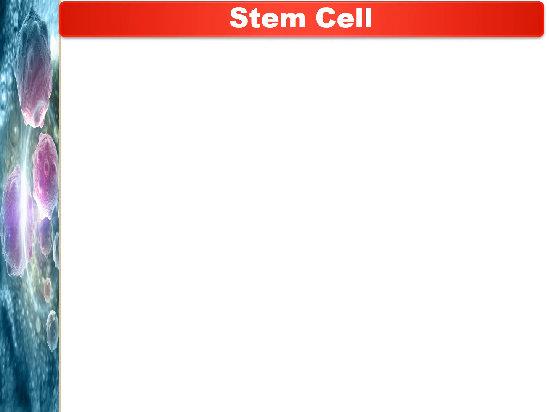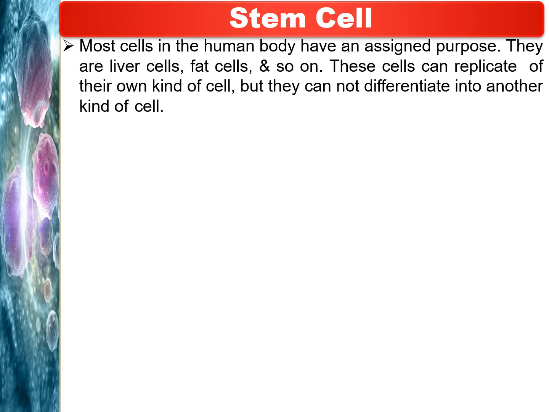The human body has many types of cells, among which a special kind of cell is called the stem cell. So let us discuss what they are. Most cells in the human body have an assigned purpose. They are liver cells, fat cells, and so on. These cells can replicate their own kind of cell, but they cannot differentiate into another kind of cell.